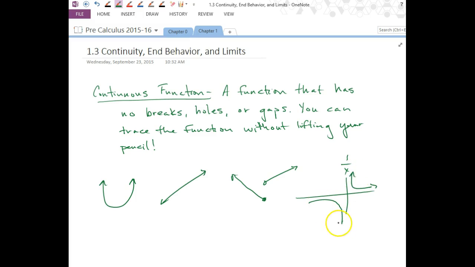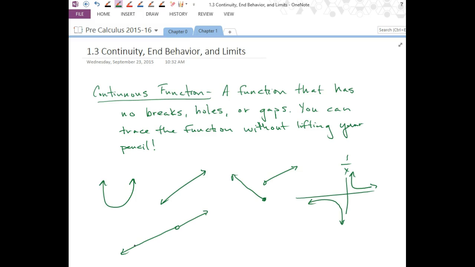Kind of has an hourglass effect, perhaps, where there are vertical asymptotes. Okay, you might have a function that looks like a straight line, but actually has a hole in there.